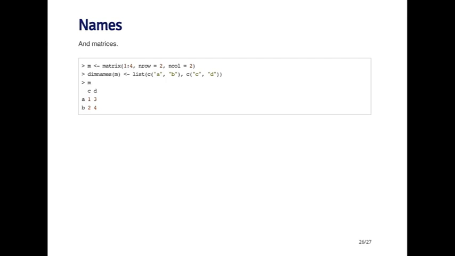So here I want to name the rows A and B, and I want to name the columns C and D. So that's what I pass to the dimnames function. And now when I print out my matrix, I can see that the row names and the column names are labeled as I wanted.